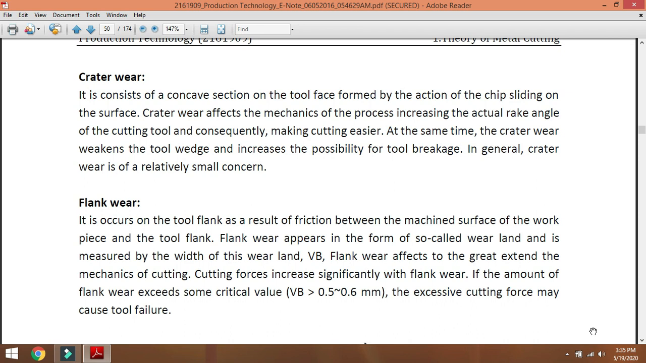Next, crater wear. What is crater wear, and where does it occur? Crater wear occurs on the face of the tool, in the form of a pit called a crater. The crater wear forms some distance from the cutting edge, and it significantly reduces the strength of the tool and may lead to tool failure. There are several reasons here for crater wear: the chip and the tool face.